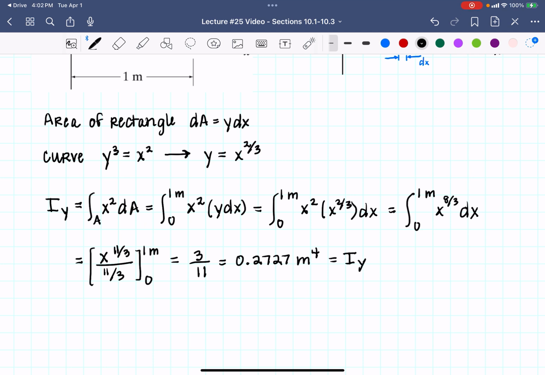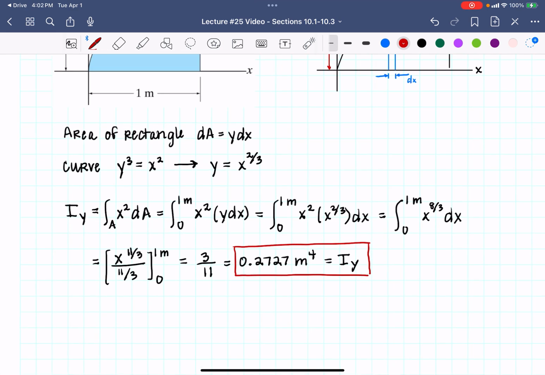You can also do this with a horizontal strip. You just have to use the parallel axis theorem, and it's a little bit more work, but you can look that up if you're interested.